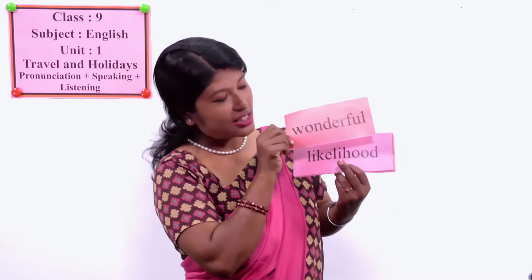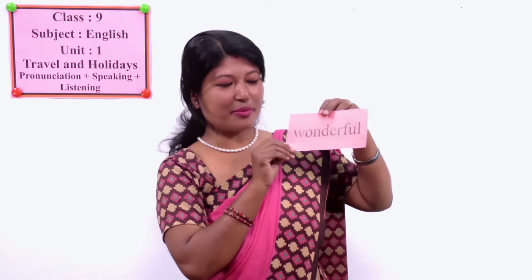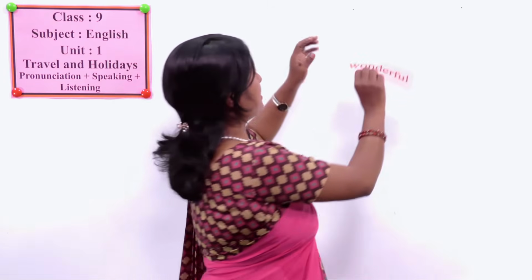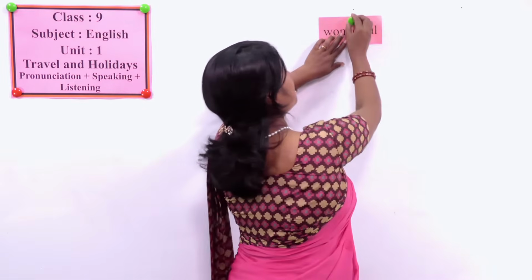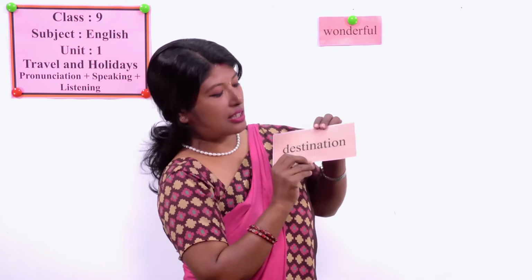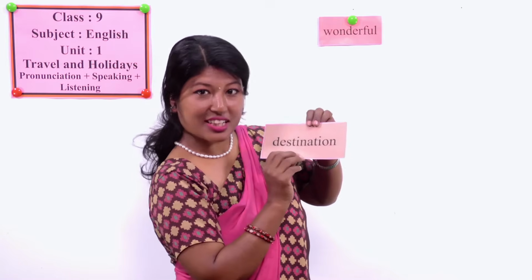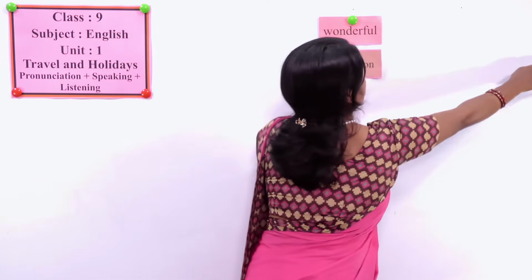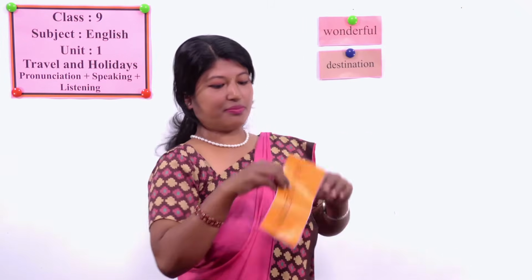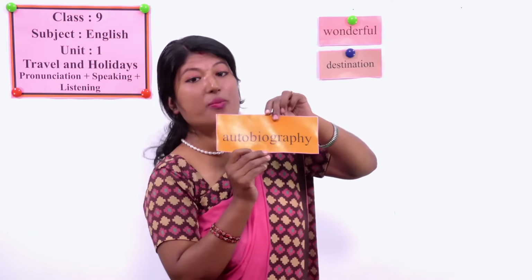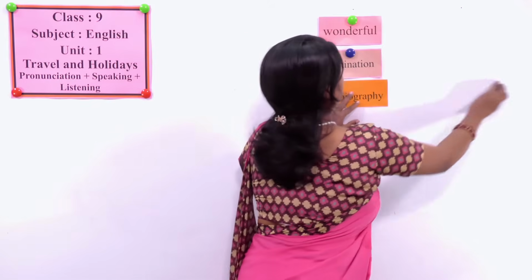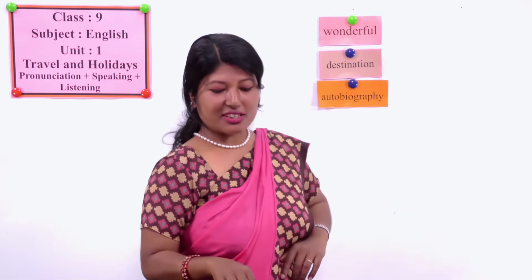Can you check out what is it? Okay, let me help you. It's wonderful. Wonderful. Let me paste it here on the board. Wonderful. All right. Now next word is over here. Destination. It goes over here. Another word over here is autobiography. Autobiography goes over here. So we have finished 3 words.